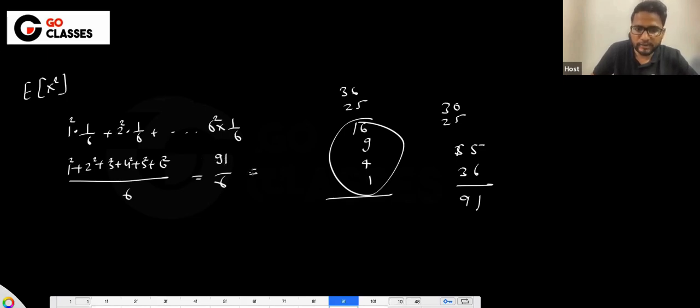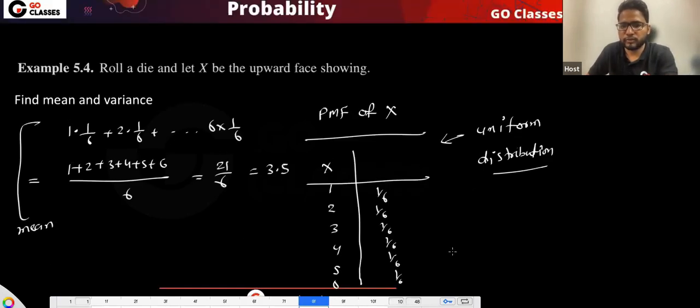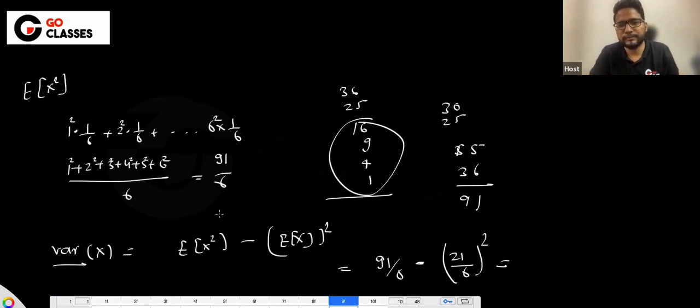So you got 91 by 6, and then you can calculate the variance, which is expectation of x square minus expectation of x whole square. So which is 91 by 6 minus expectation of x was 3.5, right? Or 21 by 6. So you can say 21 by 6 whole square, and then you can get the answer. I'm not going to calculate it. So you can calculate the mean and variance like this. Very easy, right? I hope that is okay to everyone.